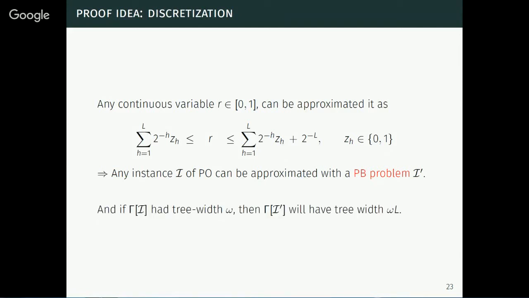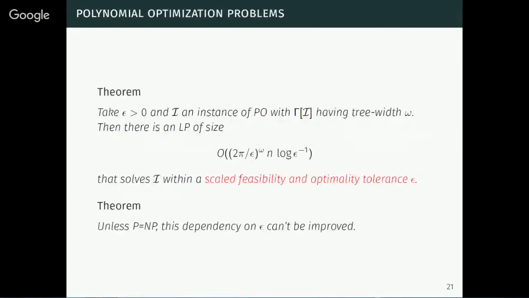And the other thing is, why does this work? Because if the polynomial optimization graph had tree width omega, then the graph that you get in this pure binary problem will have this tree width. Because you just need to expand. You can take the same tree decomposition, and whenever a variable appears, you replace it by its corresponding expansion. So you only get this omega times L. And that's basically why all these other terms appear.